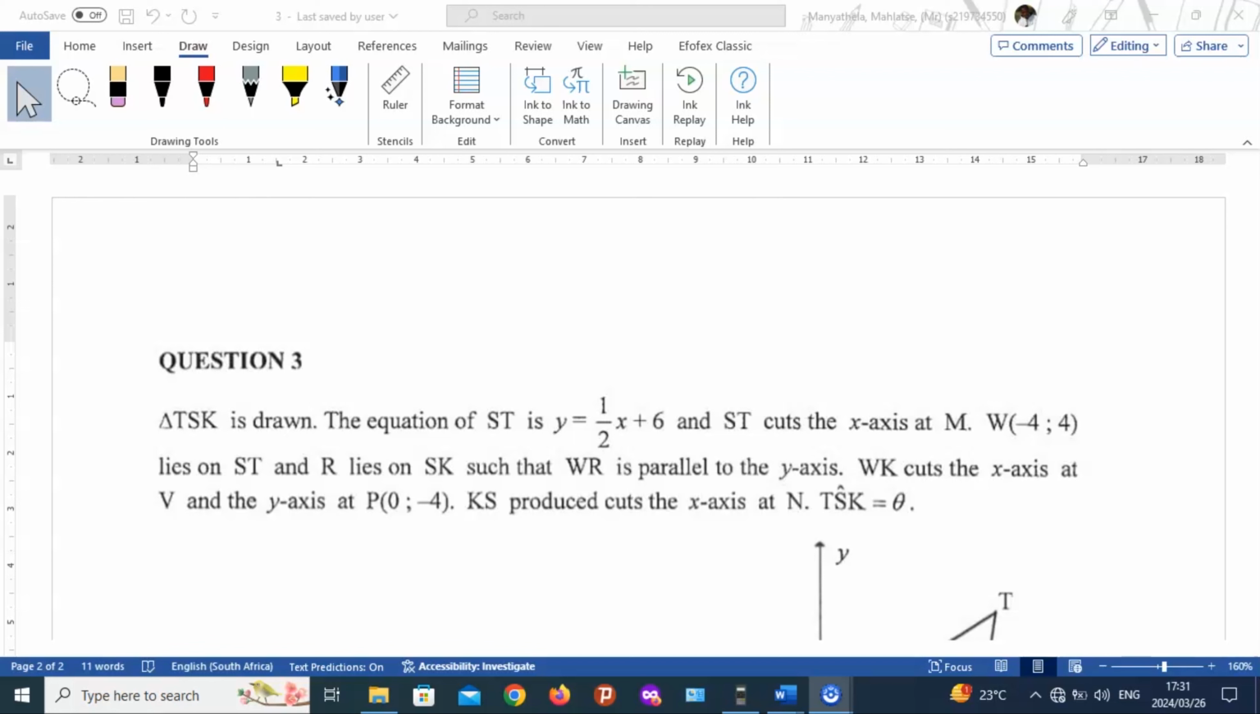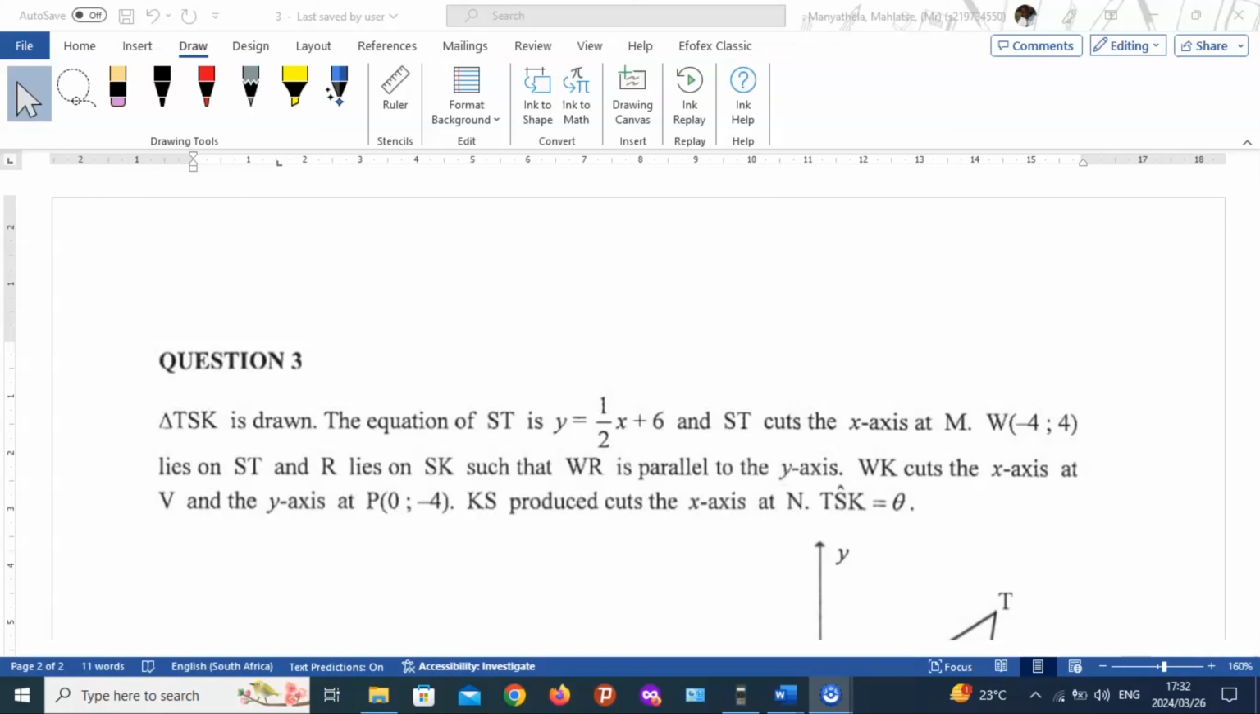In this lesson, we'll be looking at analytical geometry. Here's an extract from a previous question paper. The question says, triangle TSK is drawn. The equation of ST is y equal to 1 over 2x plus 6, and ST cuts the x-axis at M.